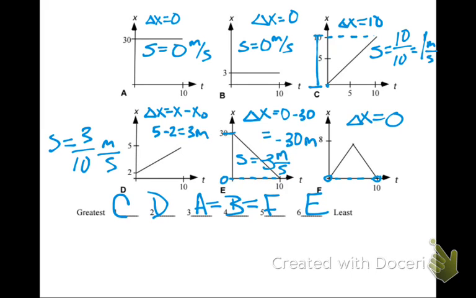Did you look into that one? No. Okay. This is a scalar, so we don't care about the direction. The fact that it's going back towards the origin doesn't matter. All right, here's a fun one. F.